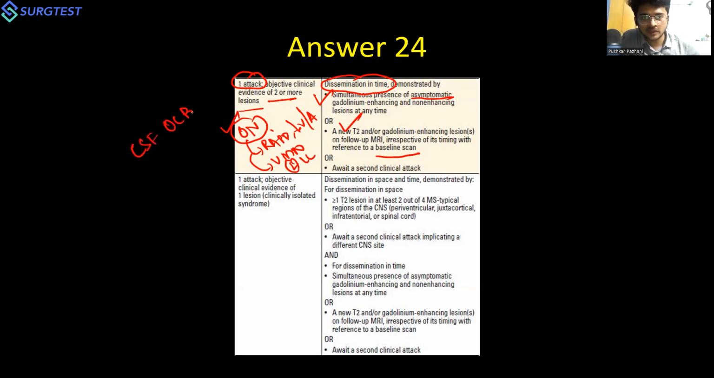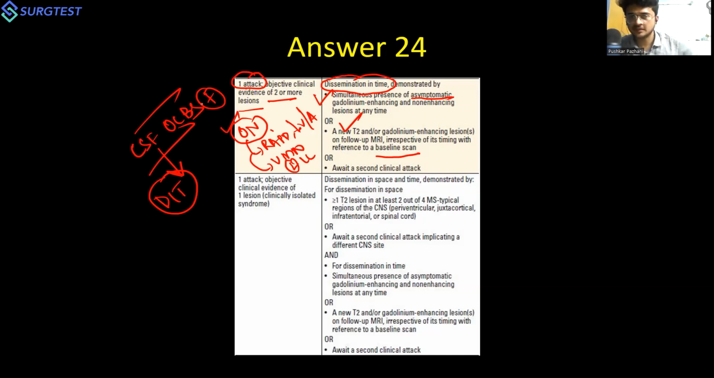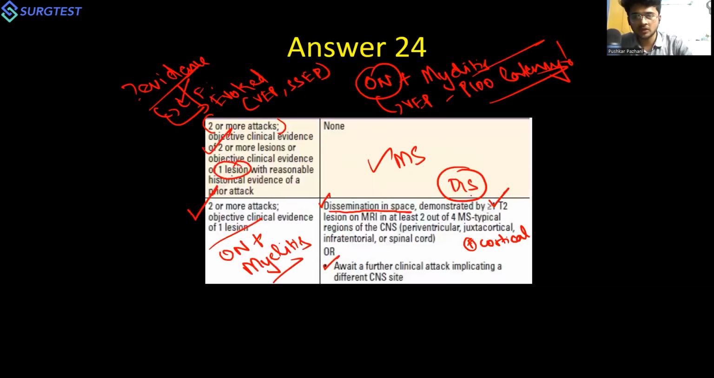So most of you must be wondering, why the hell do we do the CSF OCBs? What is the use? It's not to diagnose MS, but actually CSF OCBs is dissemination in time. Okay, CSF OCB positivity is a proxy for dissemination in time. So how do you demonstrate dissemination in space? I've already told you, in these 4 areas, at least 2 areas should be involved.